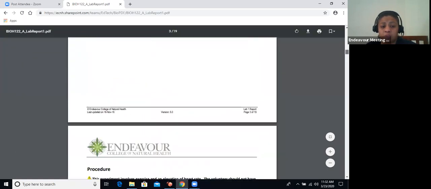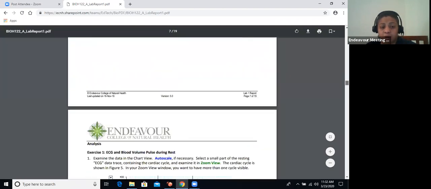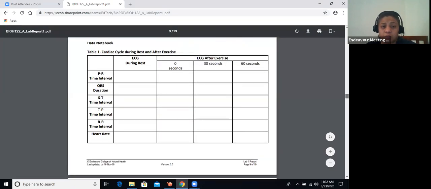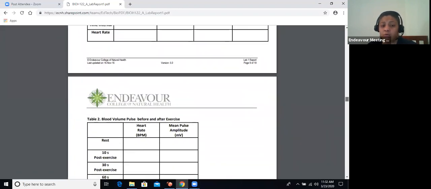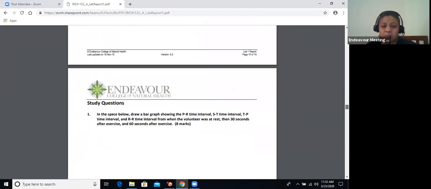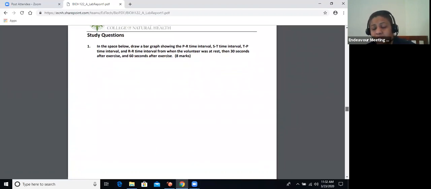Okay, so the first question is basically taking you through the graph that you will create using the data that is provided to you. Using the data given to you at 30 seconds, 60 seconds, and at rest, you will create a graph. You can use Excel or Microsoft Word, whichever you are comfortable with, as long as you can save it as a JPEG or a PDF file.